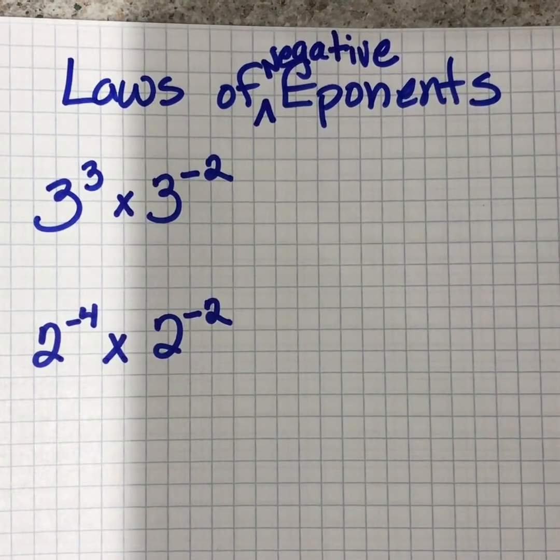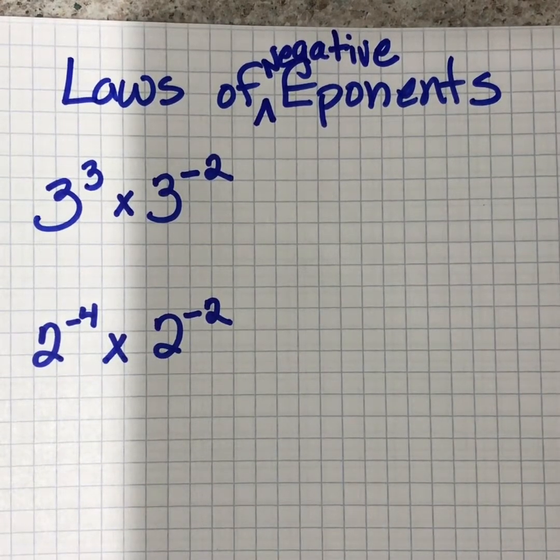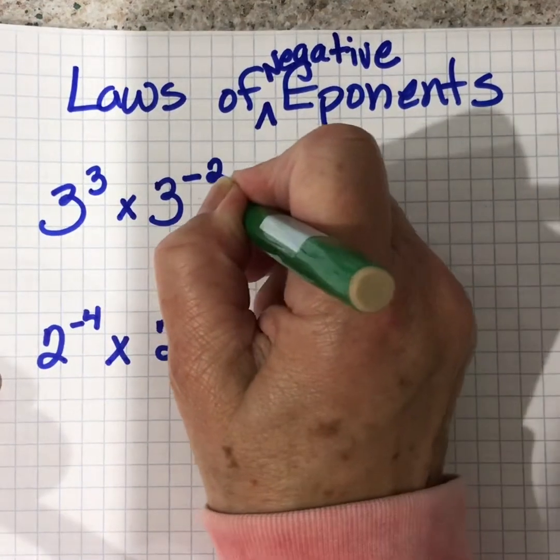This is Mrs. Earl with a short tutorial on the laws of exponents, including negatives. Let's start with 3 to the third power times 3 to the negative second power.